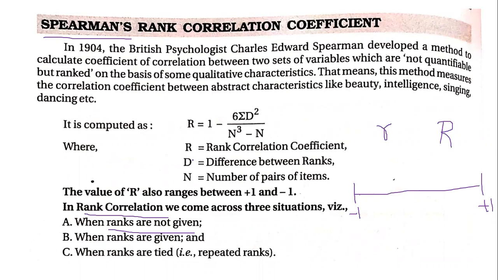Now the second type is when the ranks are given. They will directly give us the rank. When they directly give the rank, just find the difference between the ranks and calculate the correlation coefficient. And the last scenario is when ranks are tied, when you have 2 things under first priority. In such a case, you cannot consider 2 items at one place. In those cases, how do we use different methods to break the tie?